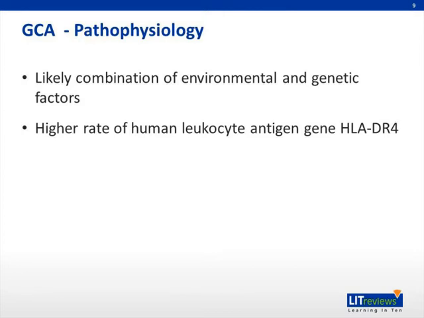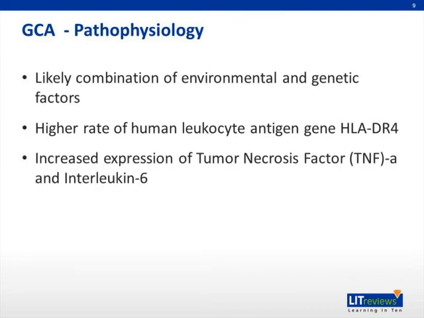At the cellular level, systemic macrophage and T-cell activation with cytokine production plays a role. The production of cytokines, in particular tumor necrosis factor alpha and interleukin-6, appears to closely correlate with the severity and expression of systemic symptoms.